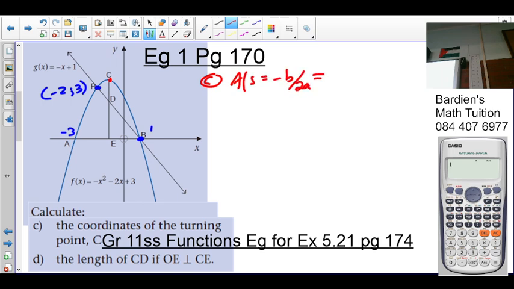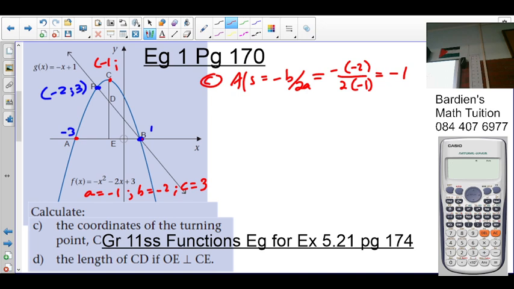So it's coming from the parabola. Your a is minus 1, your b is minus 2, and your c is 3. So it's minus b, so minus minus 2 over 2a, which is negative 2. That's going to give you 2 over minus 2, which is negative 1. I could have calculated that as well by adding the two x-intercepts together and dividing by 2, so it happens midway between the two x-intercepts.